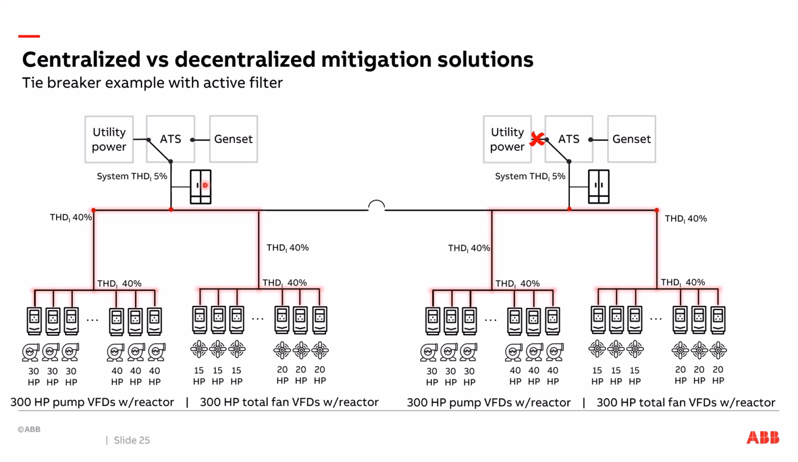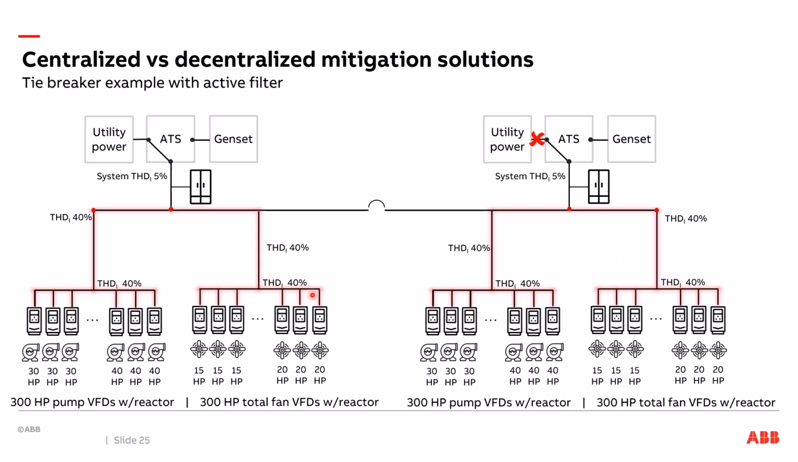So traditionally, this active filter was sized to take care of the harmonics for this portion, but if I got a tiebreaker, not only am I sizing my active harmonic filter for these drives, I should size it for the worst case scenario of all of these drives too, because this guy's not helping me anymore. He's taking things upstream. Well, that upstream is not working anymore. So now I have to make sure that this active harmonic filter is sized to handle this load and this load.